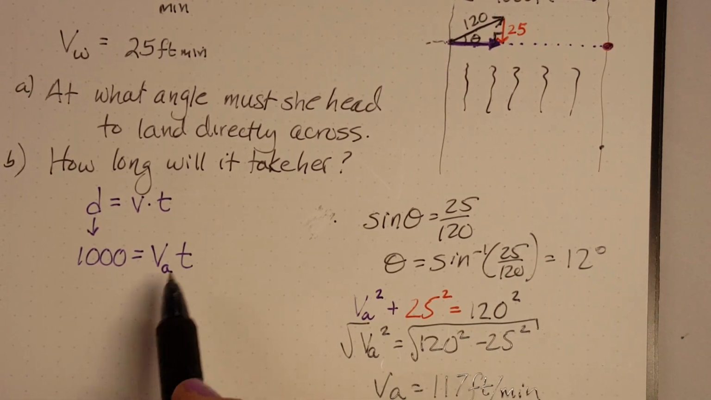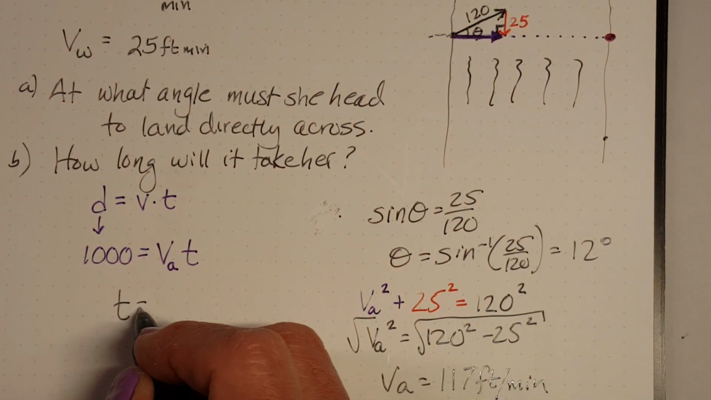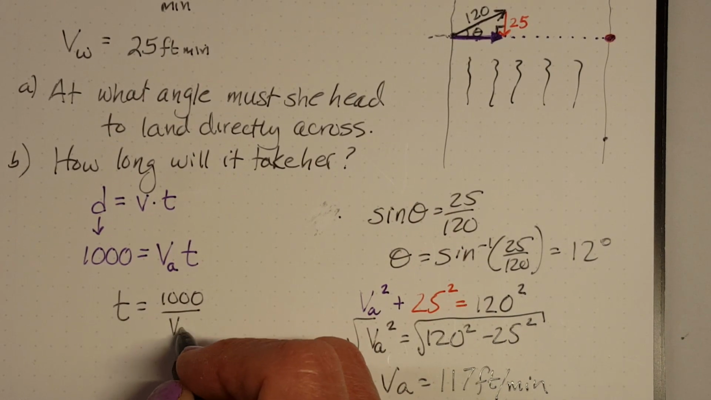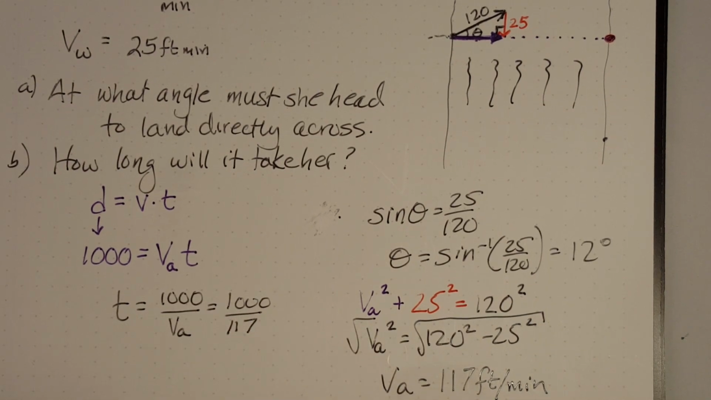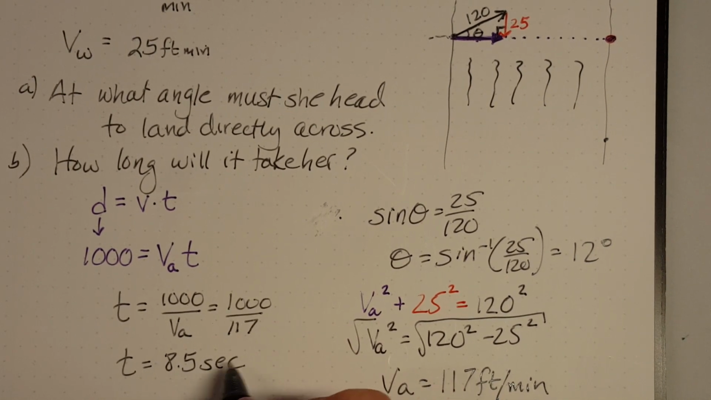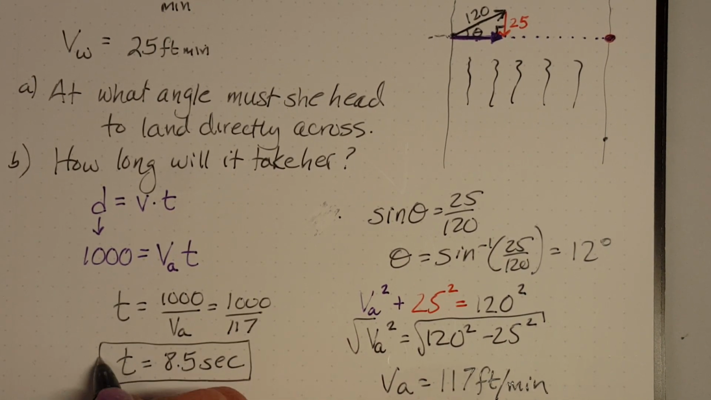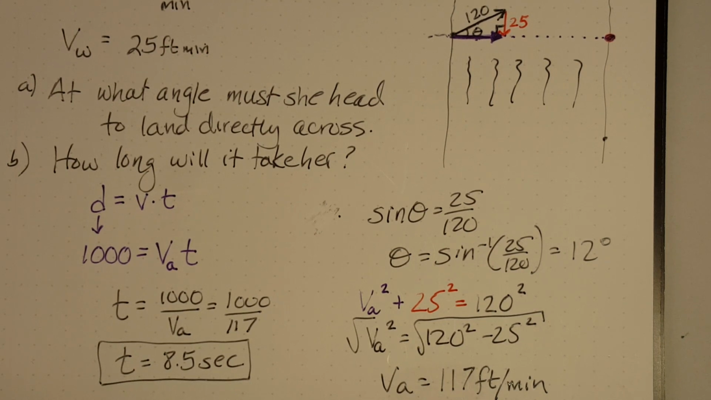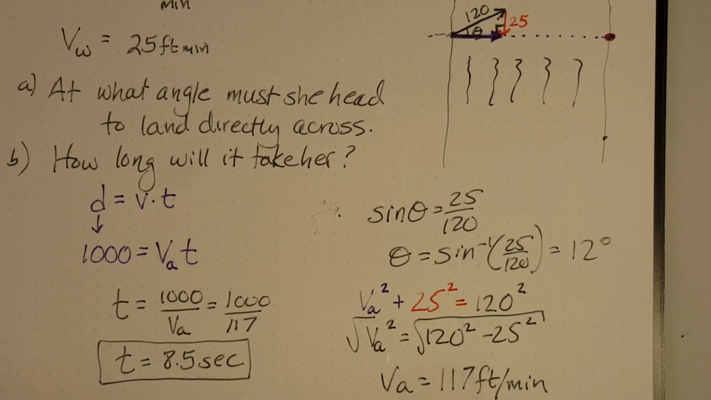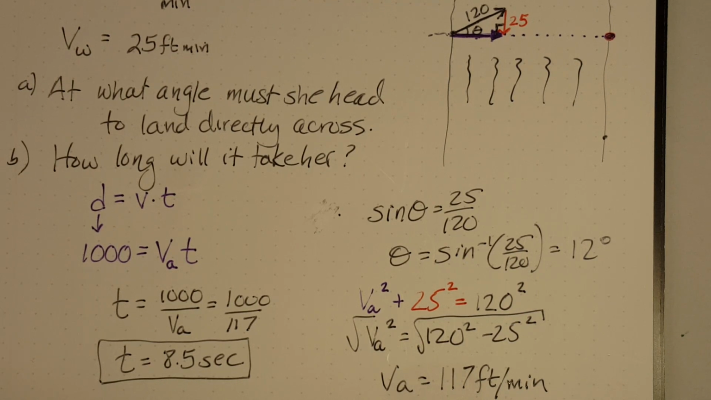And so we can calculate the time because we know that the time will equal 1,000 divided by the velocity that's taking her across. So 1,000 divided by 117. And we get the time for her to cross the river and land safely on the other side is 8.5 seconds. And that's how you can use vector addition with across and downstream and take advantage of your right triangle situation.